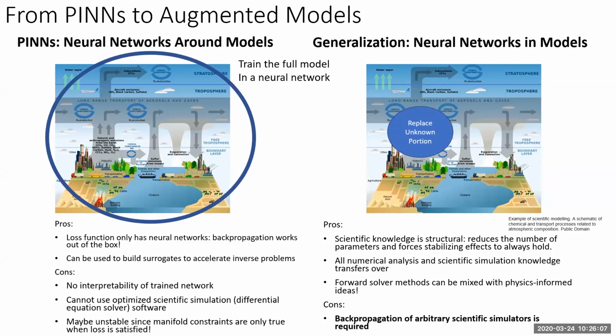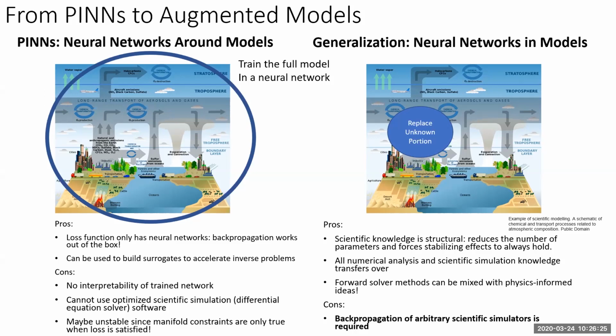The pro of this is that the loss function has only neural networks, and so backpropagation works right out of the box. And you can use this to solve lots of interesting problems. So, Rossi just described how you can use this to accelerate the solving of inverse problems, for example. But there are a few difficulties that come out, right?